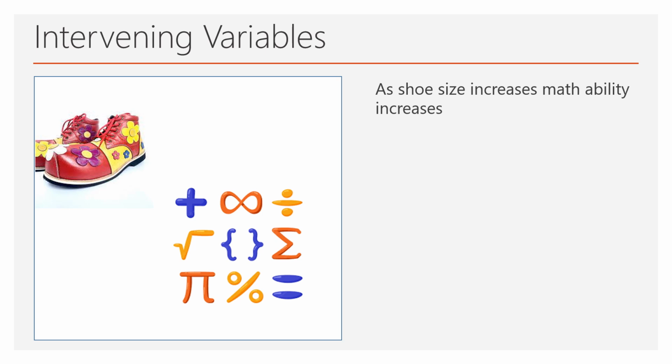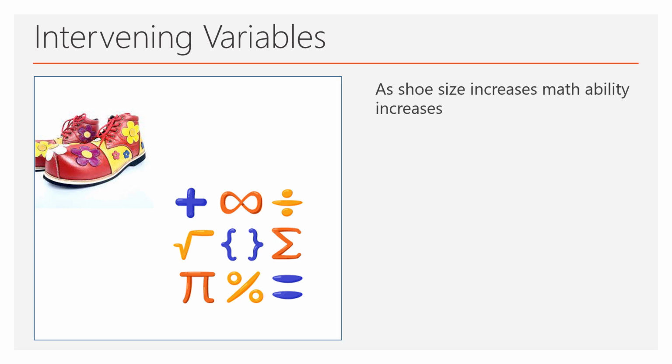Here's another example of an intervening variable. As shoe size increases, an individual's math ability increases, at least to a certain level, right? We have to look for something that impacts both your shoe size and your ability to do math. And so here we can think about as people age, as you move from first grade to third grade up to 11th grade, your shoe size is going to get bigger, and hopefully your math ability is going to increase as well.